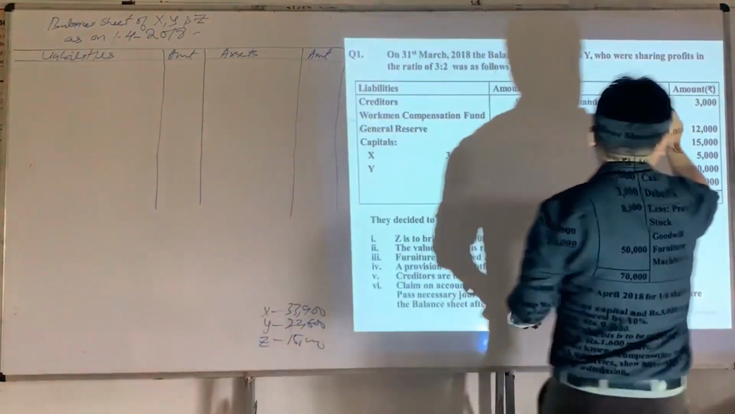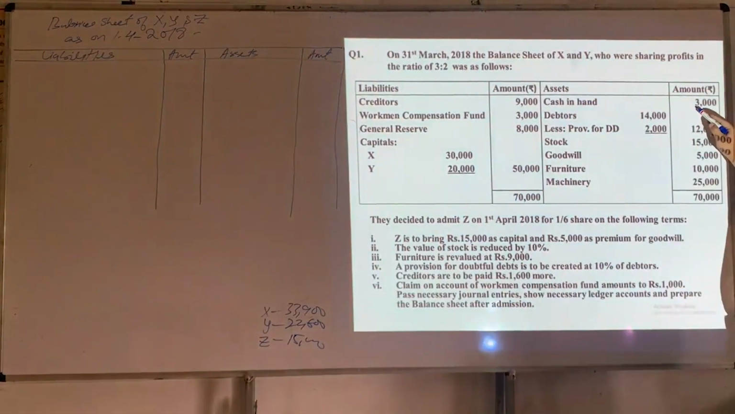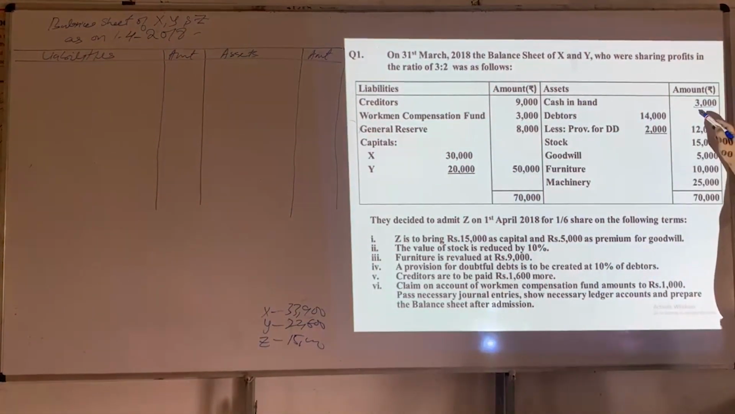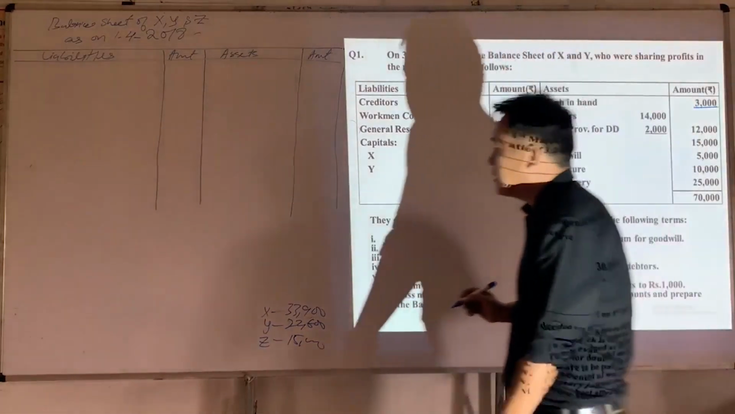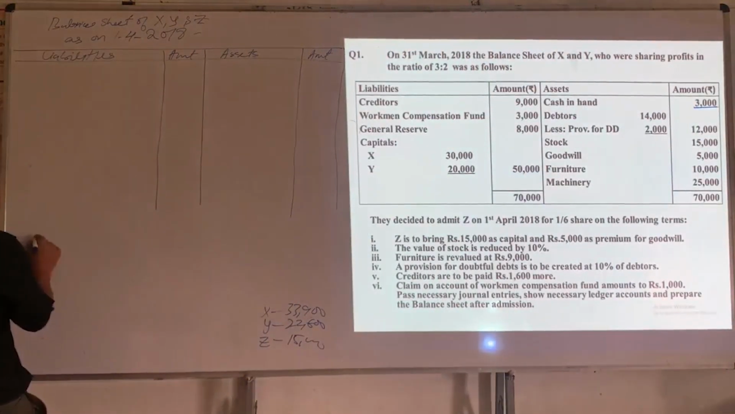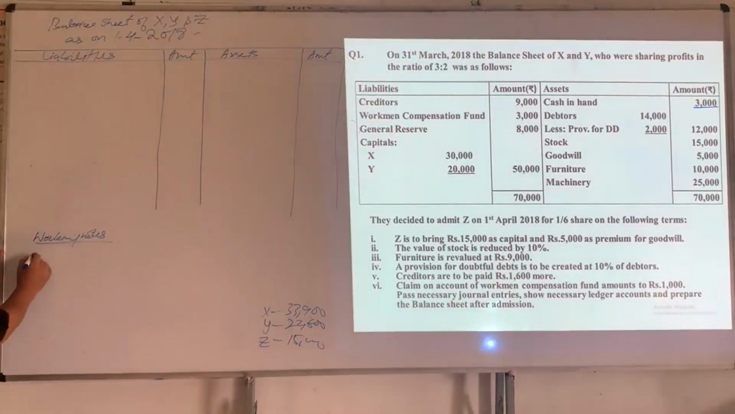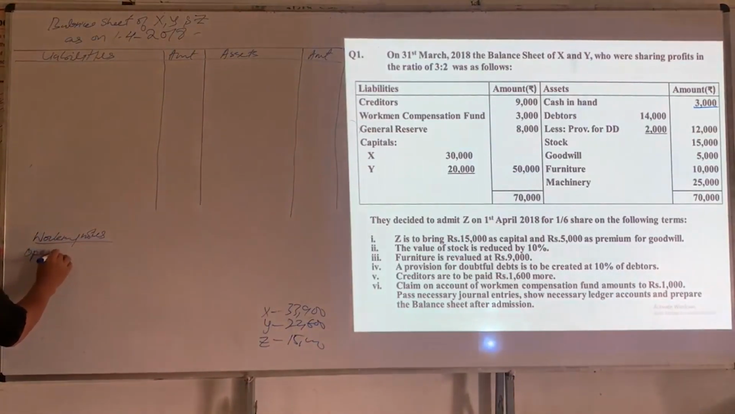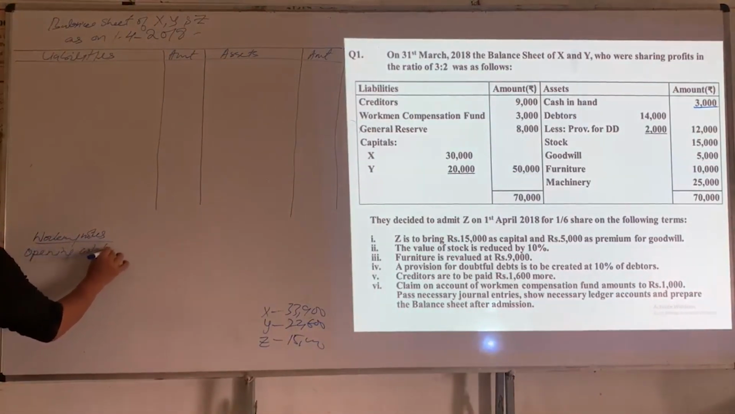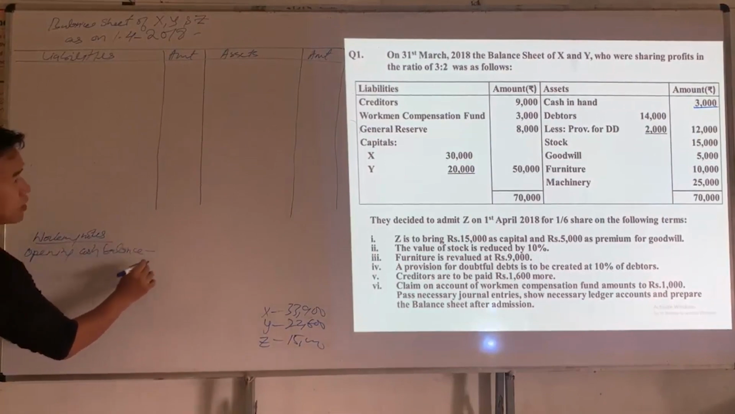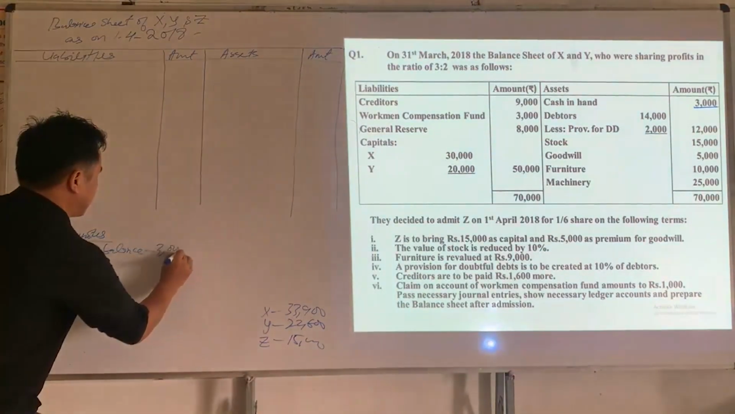So now look at the asset side. The first item is cash in hand. So here, what is the opening cash balance? The opening cash balance is rupees 3,000, isn't it? So here we need to write working notes. Working notes.